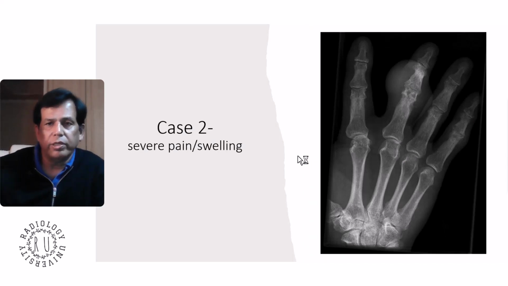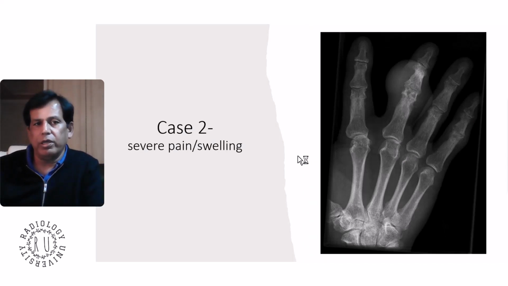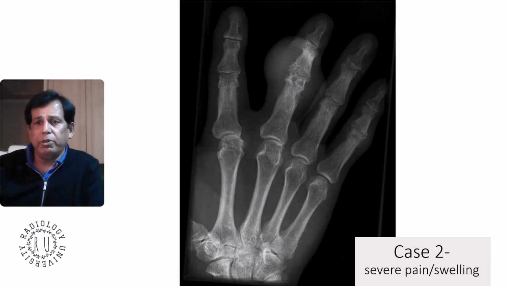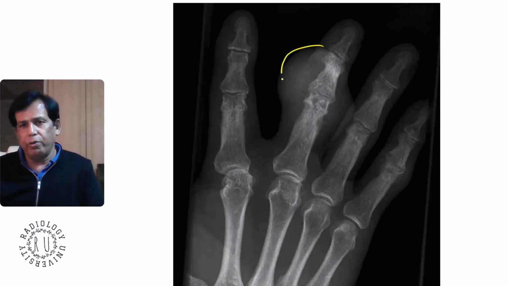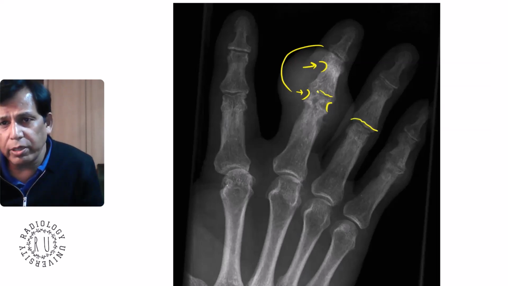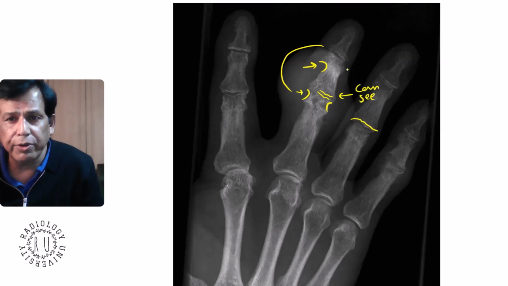So we'll go to case number two. Have a look here. Case number two, again, a painful swollen joint. Looking from the other one, you can see that this is our middle finger. The main involvement is this joint, which is the proximal interphalangeal joint of the middle finger. If you look carefully, there's a lot of soft tissue swelling here. There's a big swelling which is asymmetrical.